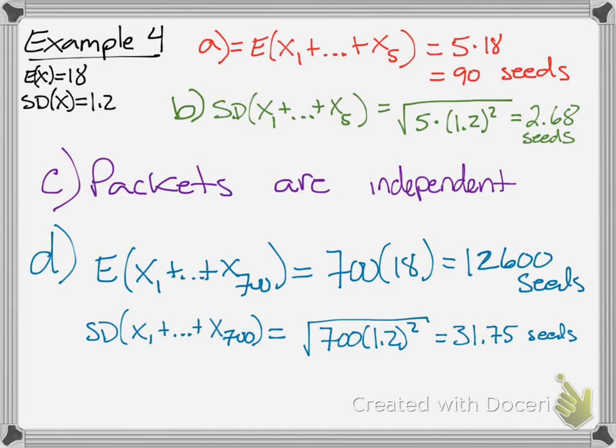For A, if we have 5 packets of seeds, we would expect about 90 seeds to grow with a standard deviation of about 2.68 seeds. Our assumption that we made about the seeds is that the packets are independent of each other. Okay, and then if a farmer purchases 700, how many does he expect to actually grow? We would expect 12,600 seeds to grow with a standard deviation of 31.75 seeds.